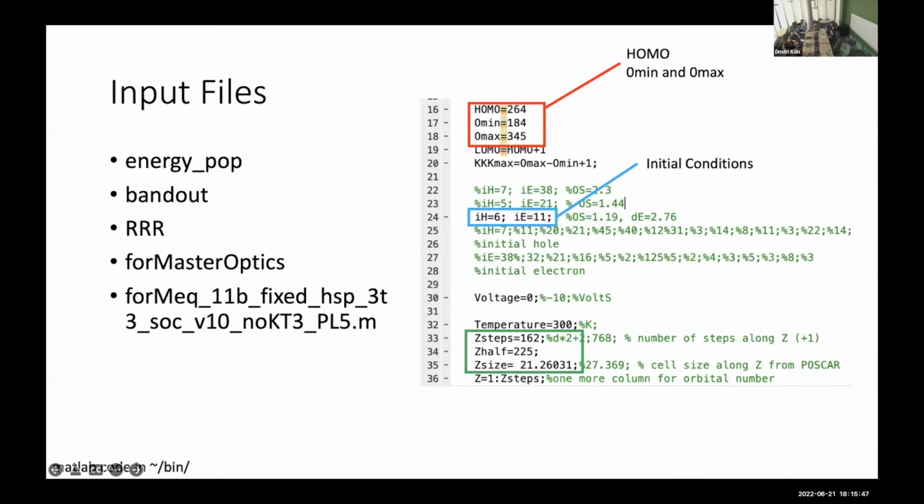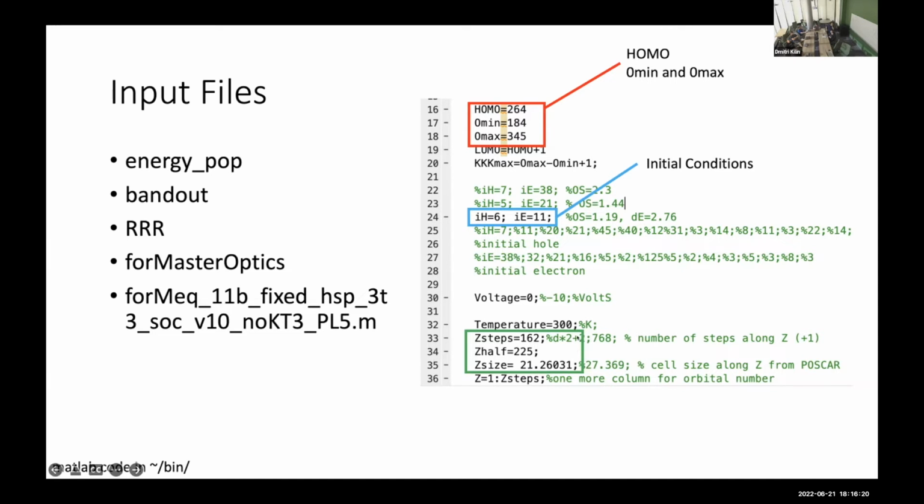So if we look at the actual input file, you've got these 3 areas that I have boxed. Those are the major things you need to worry about. The red is the HOMO and the OMIN, OMAX, and those are going to be your orbitals. And you have the blue, the initial conditions, which have been described. So in this case, we're looking at HOMO -5 to LUMO +10.